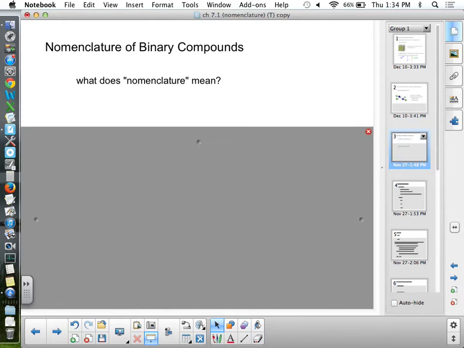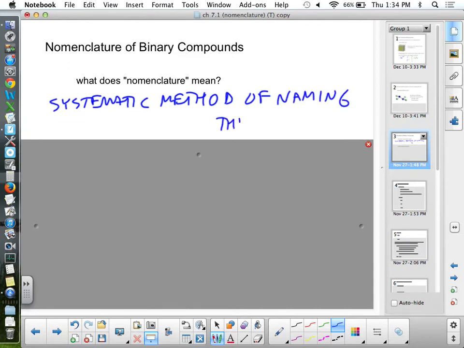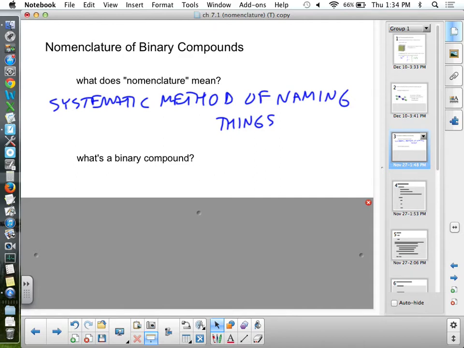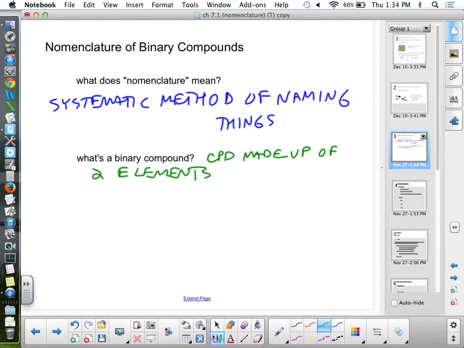You may not be familiar with the word nomenclature, but nomenclature simply means a systematic method of naming things. And in this case, we're going to learn a systematic method for naming both binary ionic and binary molecular compounds. What's a binary compound? Well, you recall a binary compound is a compound that is made up of exactly 2 elements.